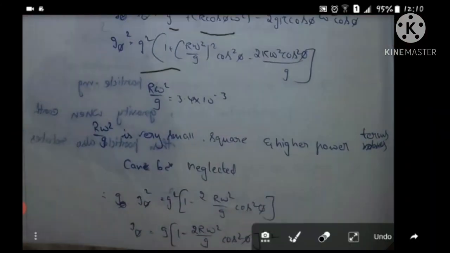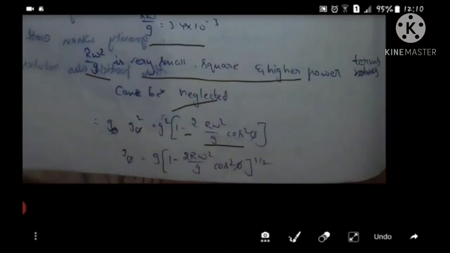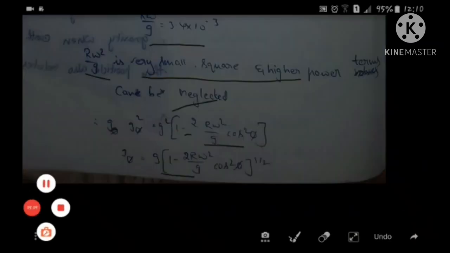And then here r omega square by g, the value of this is 3.4 into 10 power minus 3. Here r omega square by g is very small, so square and higher power terms can be neglected. So we can write that g phi square is equal to g square into 1 minus 2 r omega square by g cos square phi. So it can be written as g phi is equal to g into 1 minus 2 r omega square by g cos square phi whole power 1 by 2.